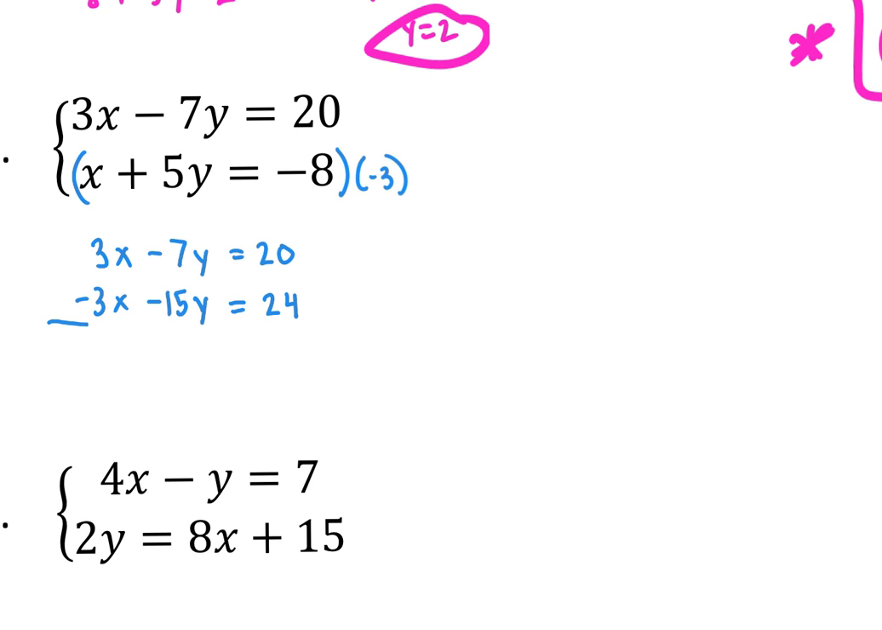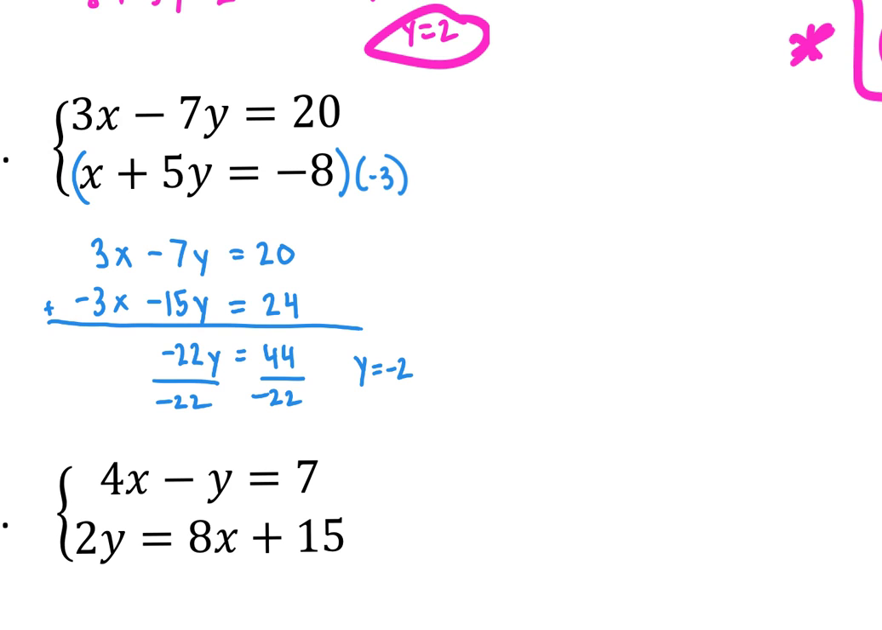Okay, but if I do the addition method, I can add these together. Now I get negative 22y equals 44. I divide both sides by negative 22. And I get y equals negative 2.